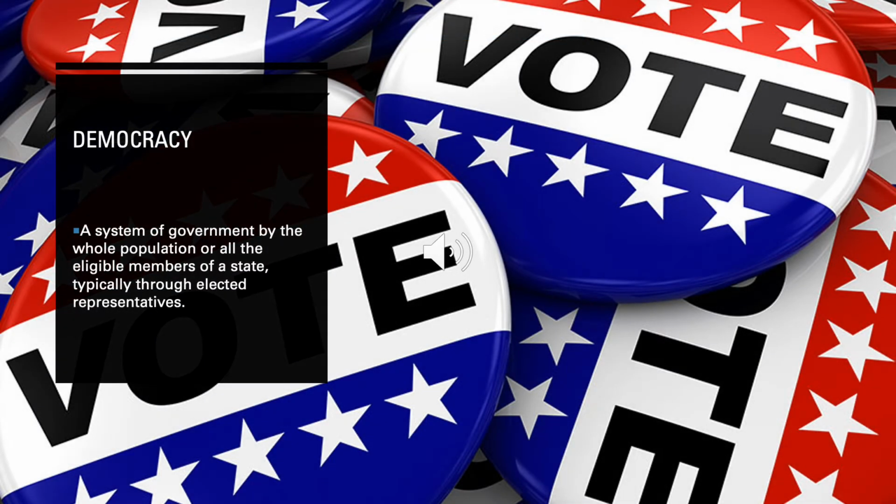Our next vocabulary word is democracy. It's a system of government by the whole population, which means everyone who lives here, or all of the eligible members of a state, typically through elected representatives, which is why you see the voting pins in the background. It's important that we all vote when we turn 18 and on in the rest of our life to make sure that our values and ideas are represented.